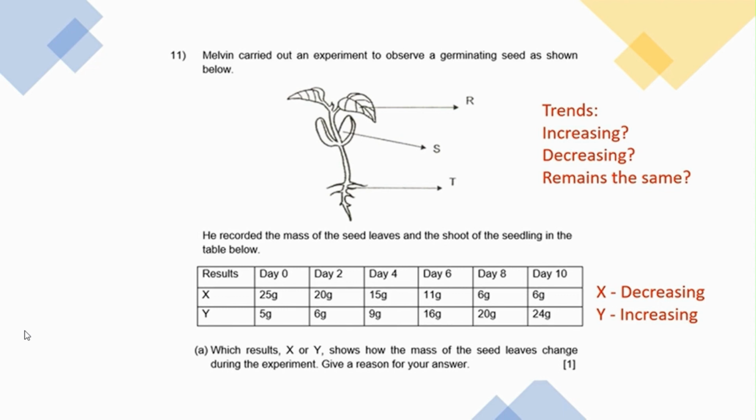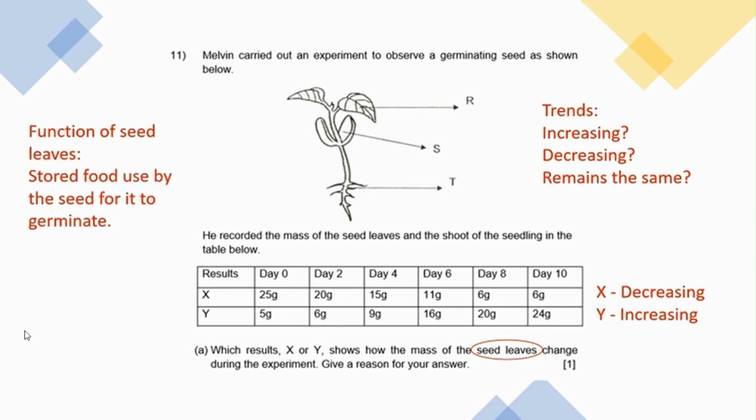The key point is we need to identify what it is that we want. In this case, we want to find out which one shows the seed leaves. But before we can answer this question, we need to ask ourselves what is the function of the seed leaves.